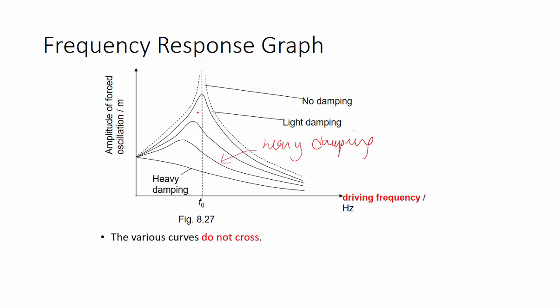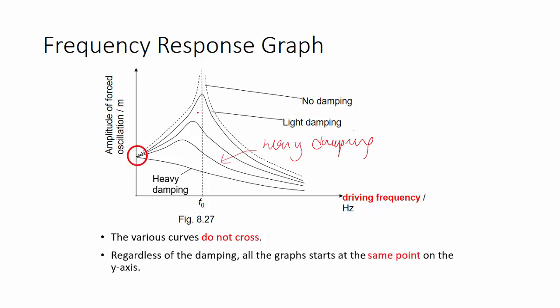Also, another thing is at the graph where f is zero. f equals 0 means no external frequency; the frequency of the external force is zero. It means there is effectively no forced vibration. So all the graphs should start at the same point. They should have the same amplitude when there's no external driving frequency. So this is the general shape of the graph for different degrees of damping for resonance.